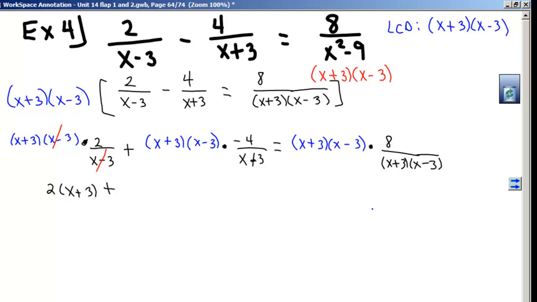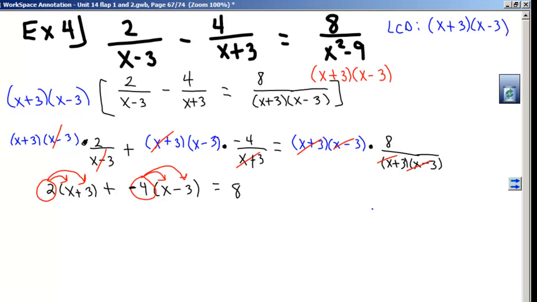In the first term, the x minus 3's go away. We're left with 2 times x plus 3. In the second term, the x plus 3's will cancel, and that leaves negative 4 times x minus 3. And in the last term, both the x plus 3 and the x minus 3 cancel, leaving 8. Now we have a one-variable equation that we need to solve. Distribute the 2 and the negative 4 through their parentheses. Combine like terms. The 2x and the negative 4x give negative 2x, and a 6 and 12 are 18.